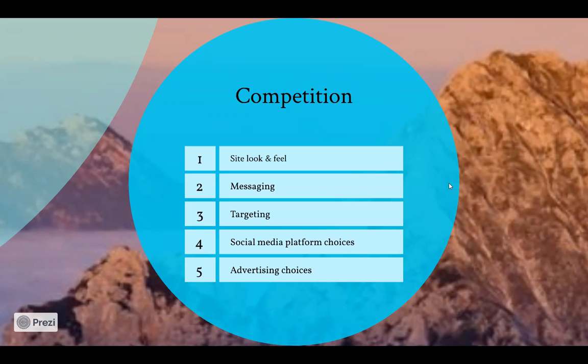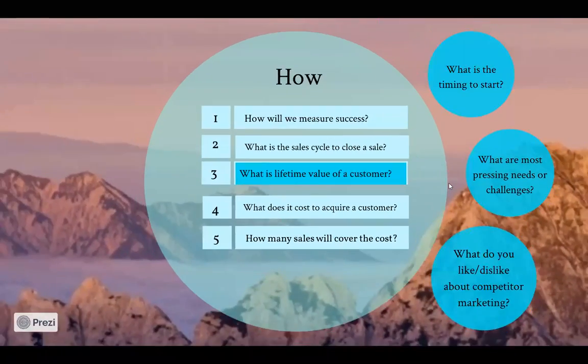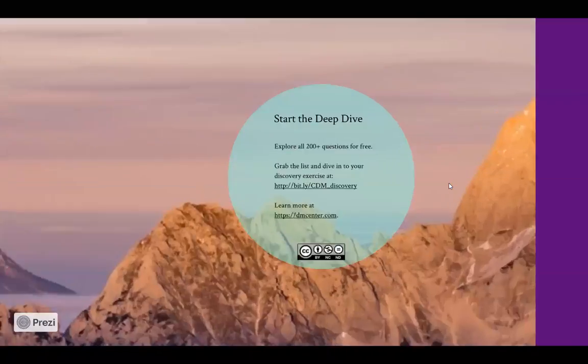What social media platform choices are they making, and what ad choices are they making, and how can you learn from those? What do you like about them? What don't you like about them? What would you do differently? And is there something you can learn from what they're doing?